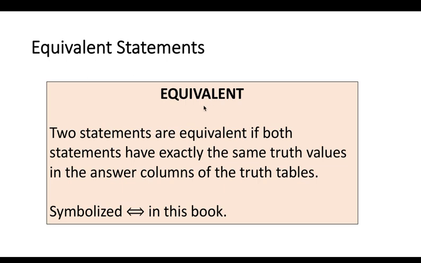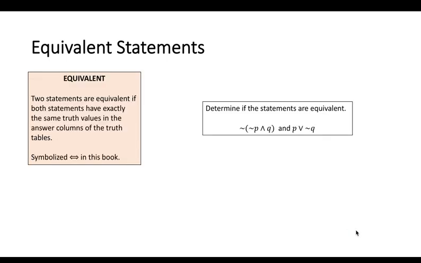So what does it mean to be equivalent? Two statements are equivalent if both statements have exactly the same truth values in the answer columns of the truth table. So the way this is symbolized is with this double-sided arrow. So let's look at some examples.